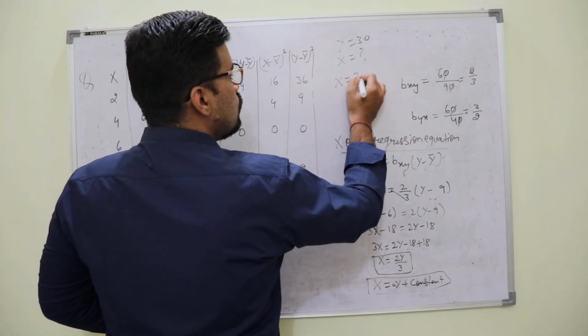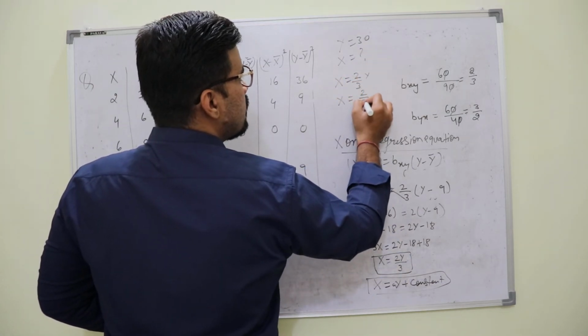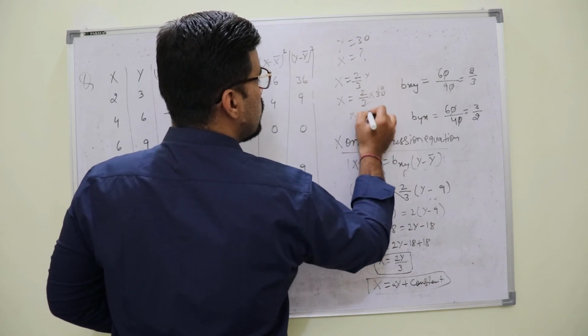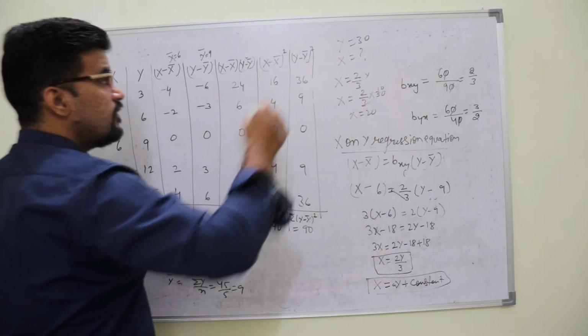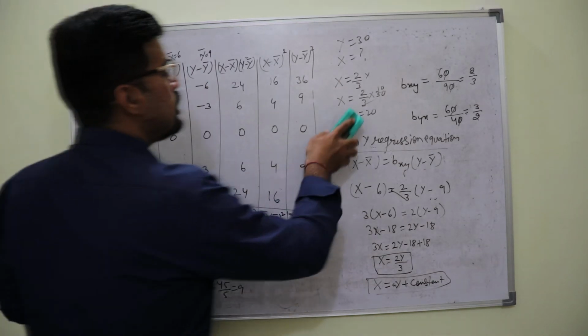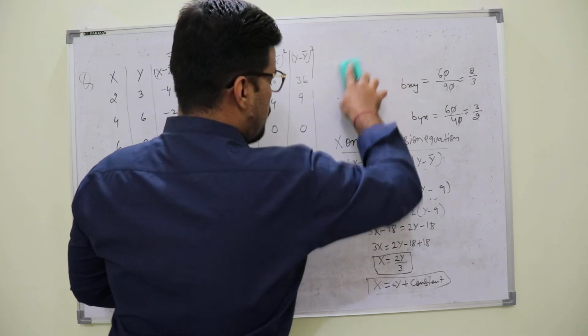x is equal to 2 by 3 y. Put the value of y in this. x is equal to 2 by 3 into 30. So x is equal to 20. So for y is equal to 30, x will be 20. Right? So this is how we can find out the value of x based on the value of y.